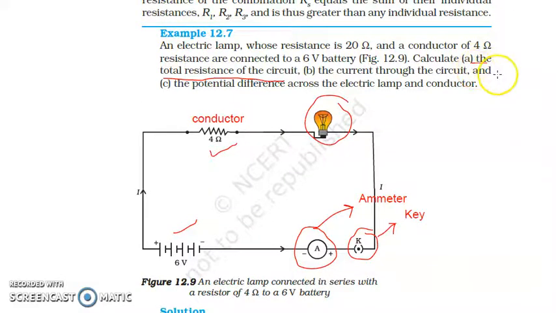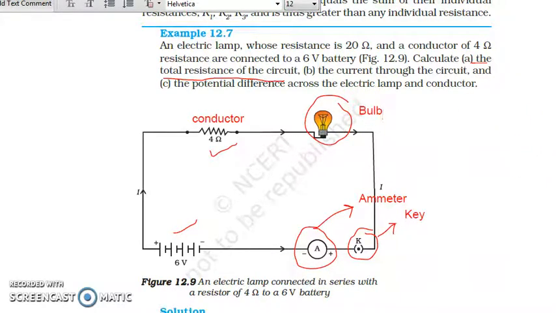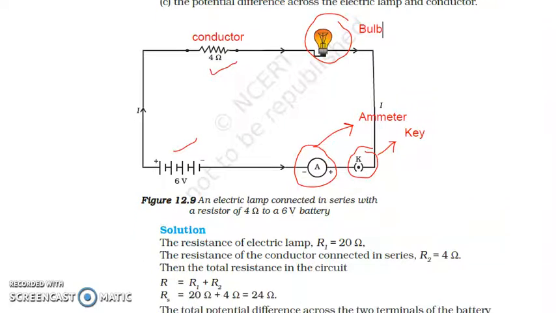The first part says that we have to find the total resistance of the circuit, and in order to find it, we can clearly notice that this conductor and this bulb, let us name this as well, this is the bulb, are connected in series. So we'll simply apply the formula for resistance in series. The resistance of the electric lamp is R1 is equal to 20 ohm, and the resistance of the conductor is also given to us. So this is 20 ohm and this is 4 ohm.